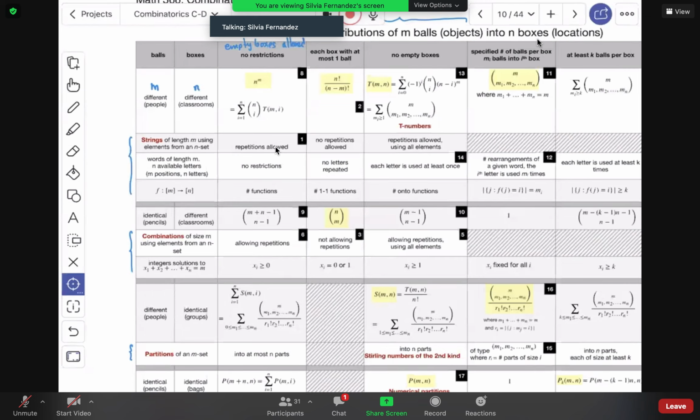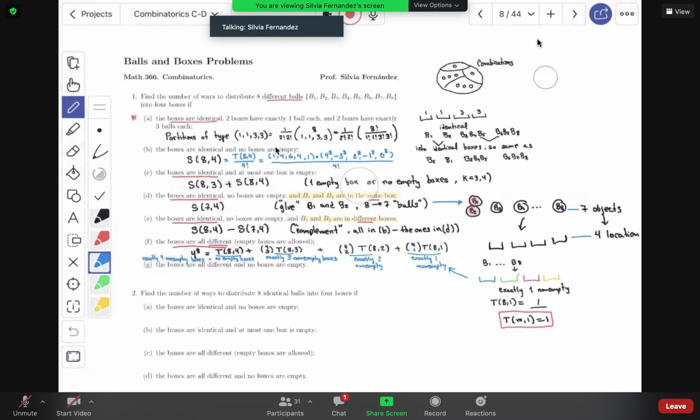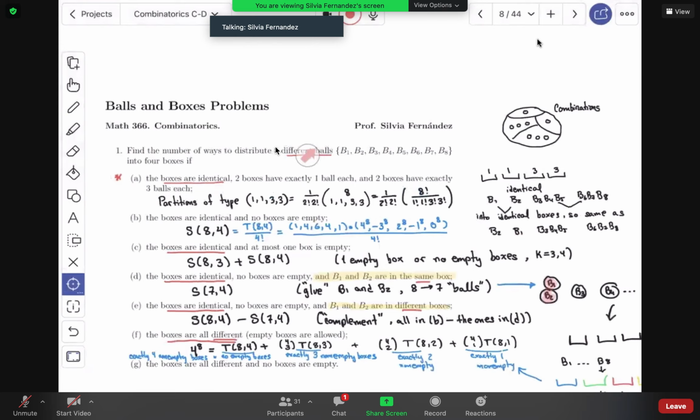So just to fix ideas, let me show you how we use these in the first problem of the class activity. Let me see, I think it's in the previous page. Yeah, here. So this was the class activity. These are what I called at that time partitions of type 1133. You see, here we had identical boxes, 8 different balls. And so I told you, you need to choose.